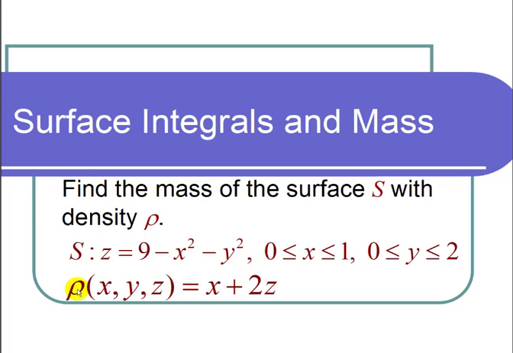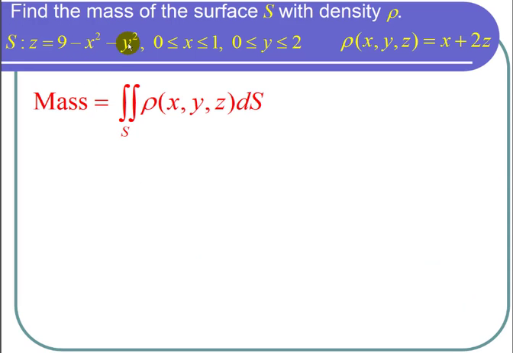And the density is defined by ρ at the point x comma y comma z is equal to x plus 2z. So let's recall that the mass of a surface S with density ρ is given by the surface integral over S of ρ of xyz dS.